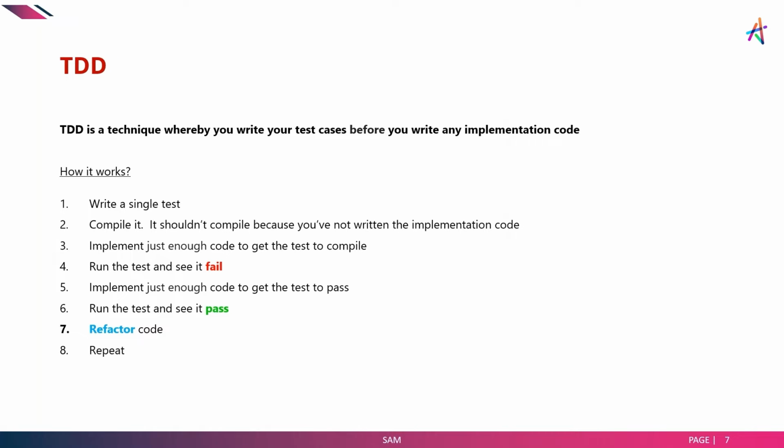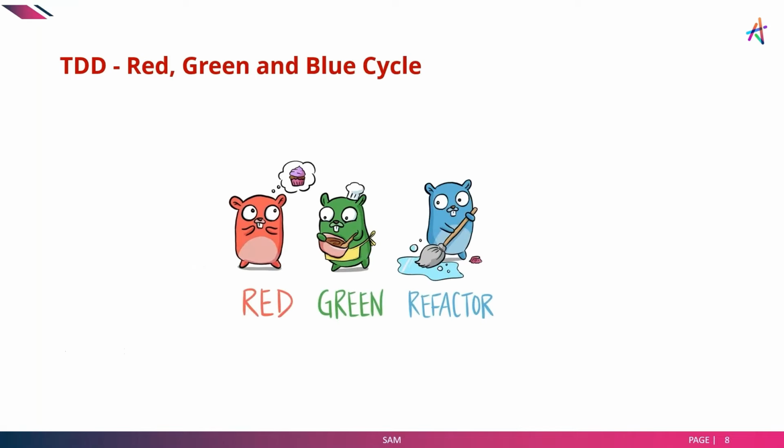Now, how does TDD work? Step number one, we write a single test, compile it, and implement just enough code to get the test to compile. Then we run the test to see if it fails, and implement just enough code to get the test to pass. Run the test, see it pass, and refactor the code, doing some modifications or changes to the code. Then repeat the process. That's how the TDD approach works.